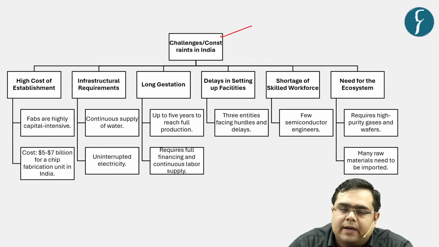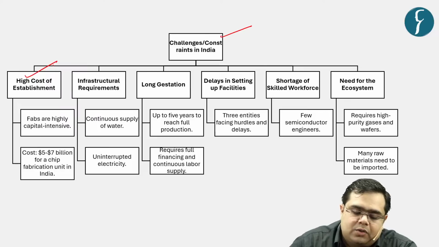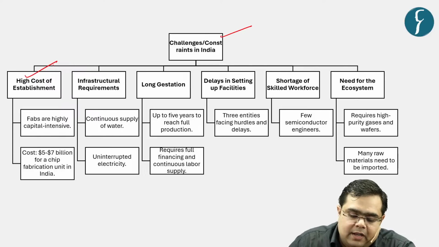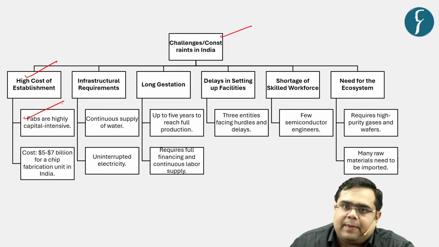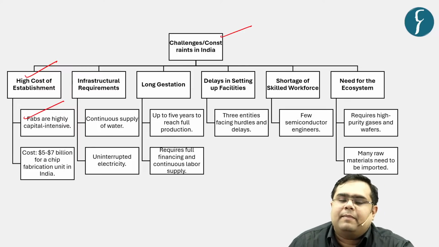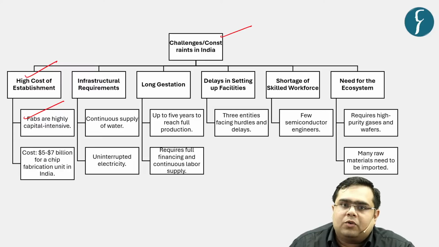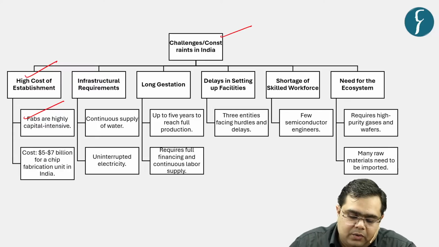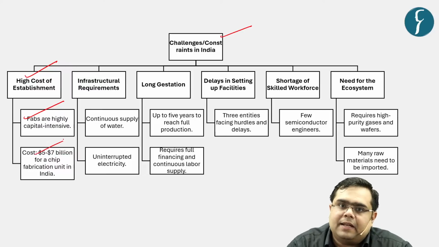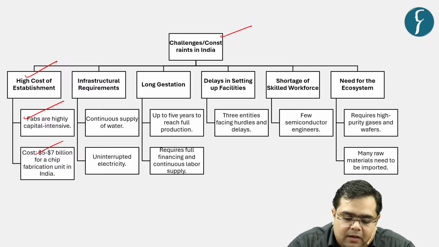Now moving on, let us see what can be the challenges and constraints with respect to this particular industry in India. The first one being the high cost of establishment, right? So fabs are highly capital intensive, and one manufacturing unit takes almost 5 to 6 US dollar billion to set up one this kind of factory for manufacturing of semiconductor chips.